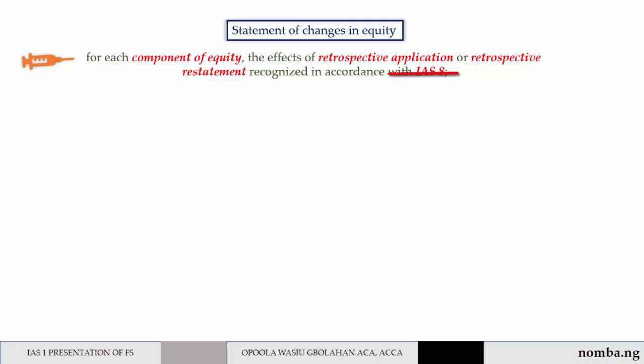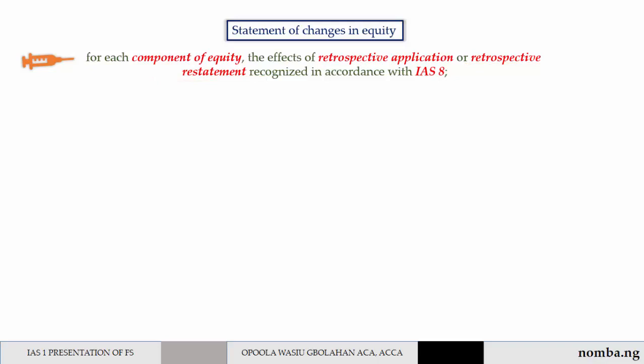IAS 8 requires retrospective adjustment to effect changes in accounting policies to the extent practicable, except when the transitional provisions in another IFRS require otherwise. IAS 8 also requires restatement to correct errors to be made retrospectively to the extent practicable.